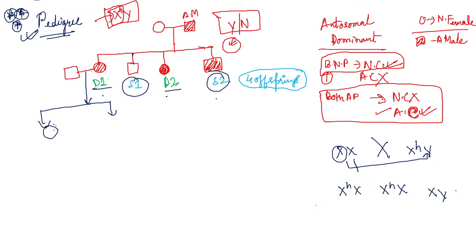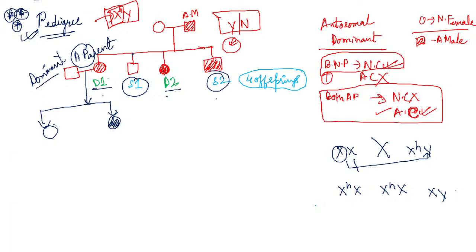a pedigree like this. That is, if daughters are produced, then one or the other will be affected, because here also we found the affected parent. Here we also found the affected parent, that is totally dominant, because we are studying only the dominant phase. So this parent is also dominant, right?